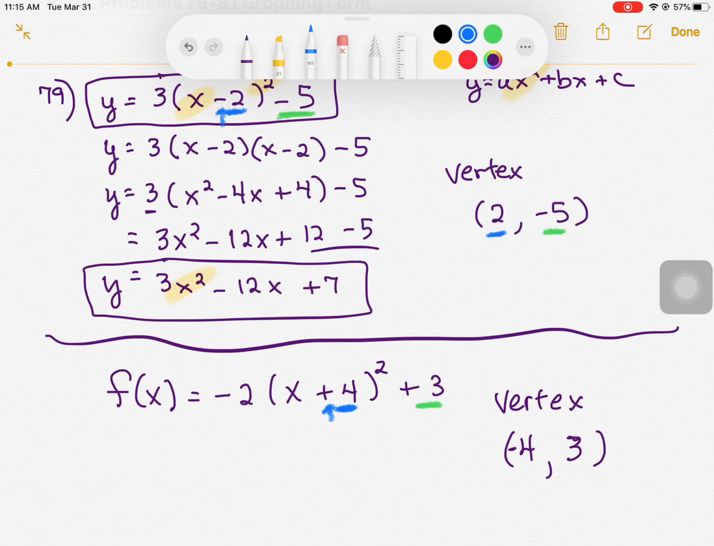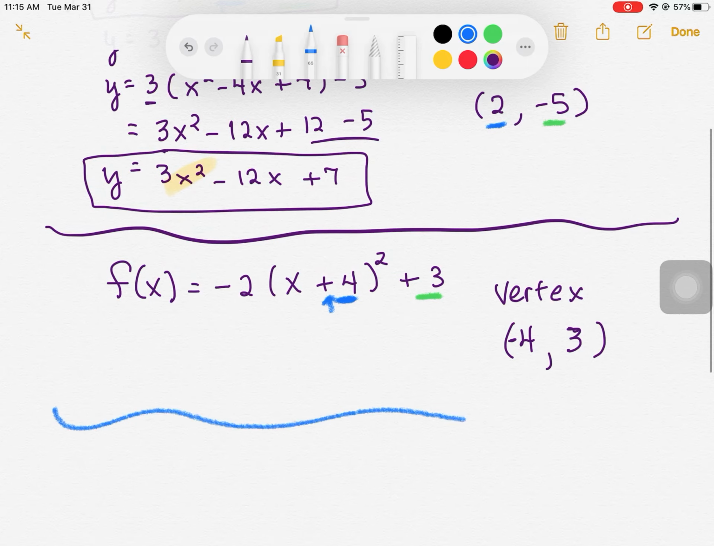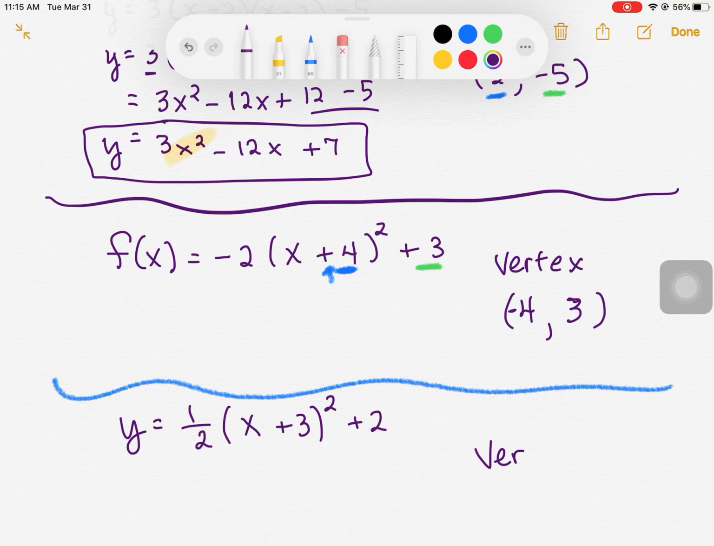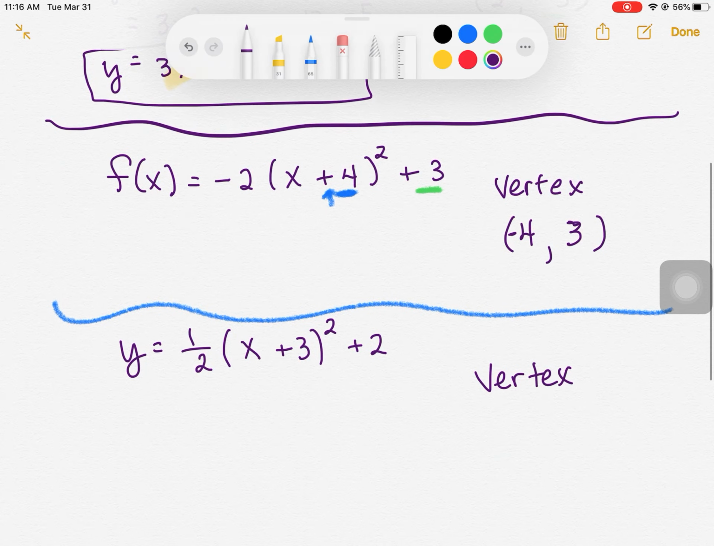So that's problem 79. And I'm going to look at one more from problem 79, and we're going to do this prediction one more time. The equation is y equals 1/2 times the quantity x plus 3 squared plus 2. I'm going to make a prediction about my vertex. This time I'm going to pay careful attention to the sign. Now since this sign is positive, I believe that makes my vertex -3, positive 2.